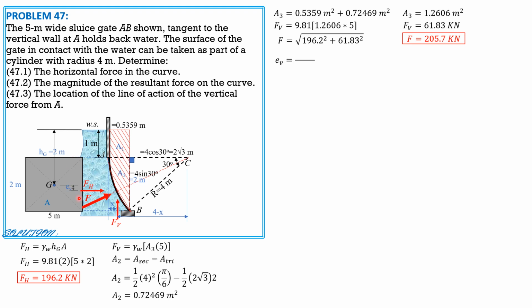e sub v, where e sub v is the height of the rectangle squared over 12 hg, and the height of the rectangle is 2, hg is also 2 meters. So e sub v is 2 squared over 12 times 2, so e sub v is 1 over 6 meters. Therefore, by Varignon's theorem, F times 0 equals, let's consider FV positive clockwise, 61.83 times moment arm 4 minus x, minus FH 196.2 times 1 plus e sub v, or 1 plus 1 over 6.